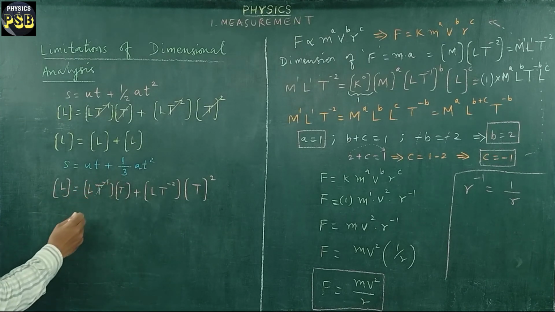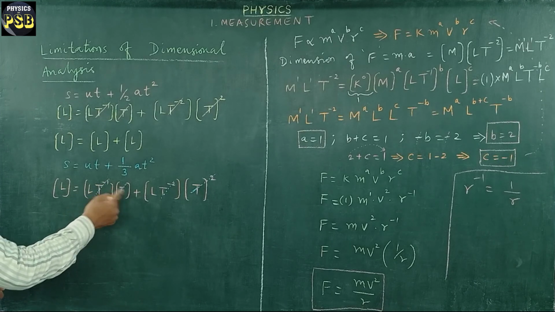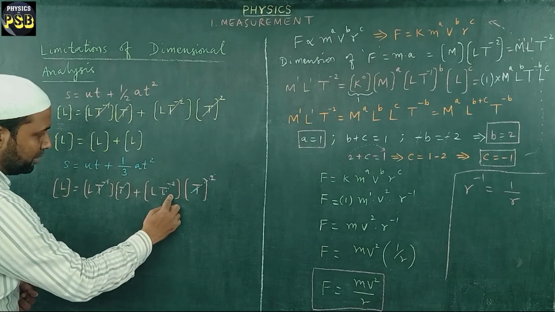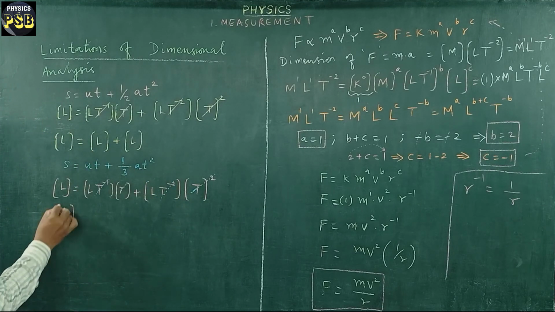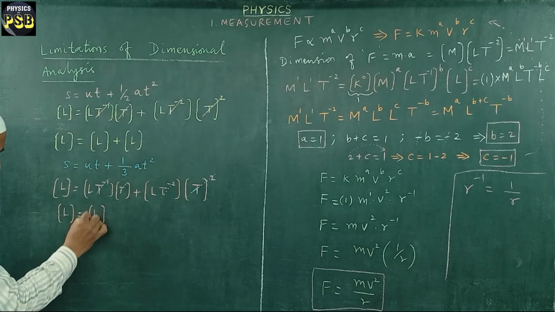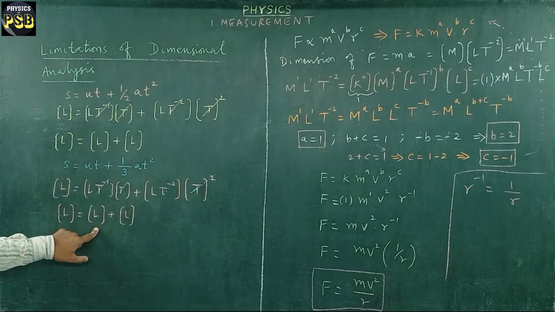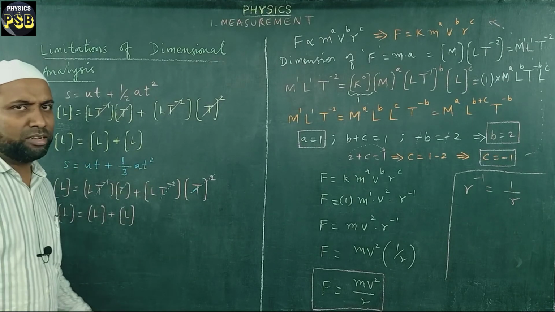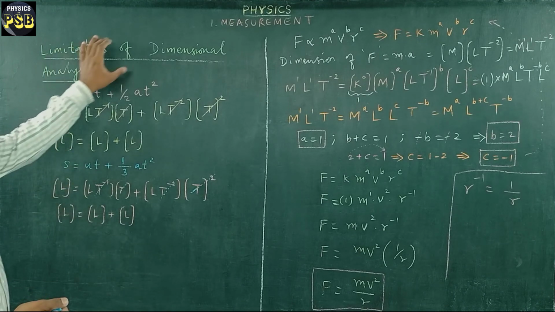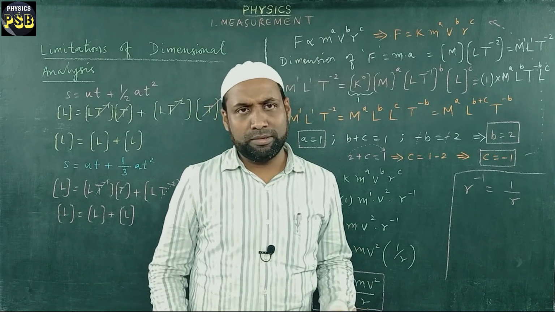Now see, this and this cancel each other. T power minus 1 multiplied by T is 1. T power minus 2 multiplied by T power 2 is 1. So in the next step we get L on this side, and here L and also L. You see, this shows that this equation is dimensionally correct, but it is not the equation of motion. So here this method fails. It cannot say whether the given equation is absolutely correct or not.